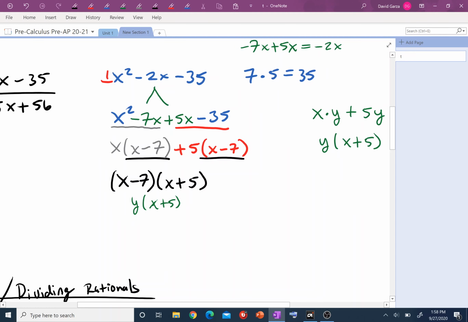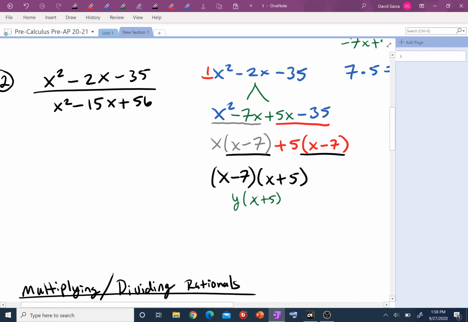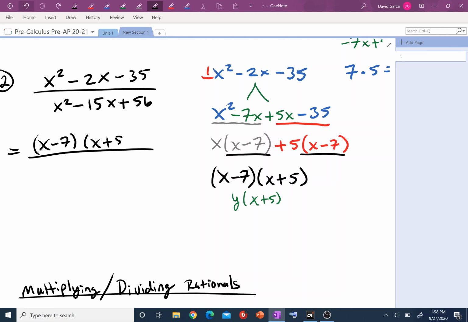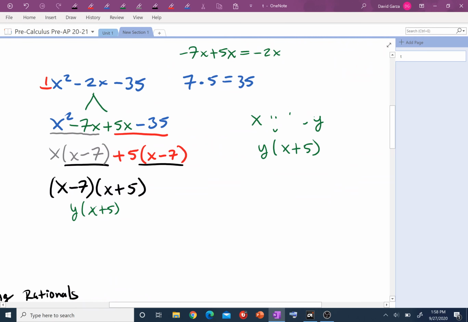All right, so now we're going to do the same thing, but now we're going to do the bottom term. So at the top right now, this is equivalent to x minus 7 times x plus 5. Alrighty, so now I'm going to go ahead and erase this.